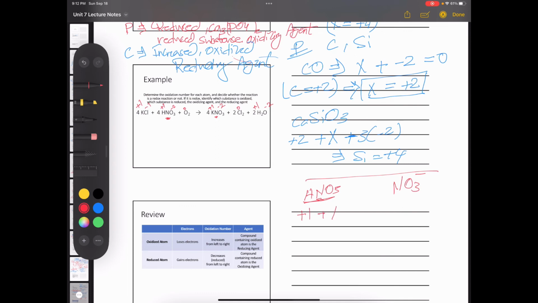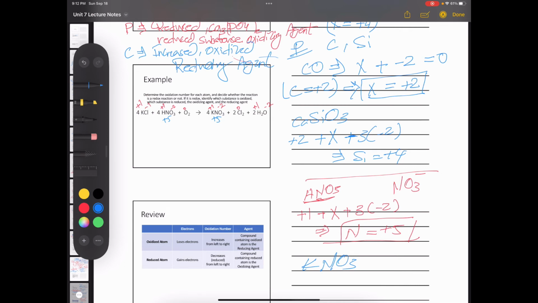For the nitrogen, our X is our unknown. And for the oxygen, it's 3 times negative 2. Now, if you do the math for this one, the nitrogen will have a positive 5 oxidation number. So the oxidation number for the nitrogen is going to be a positive 5. I'm going to let you do the math for the KNO3, and this one will also have a positive 5 oxidation number.